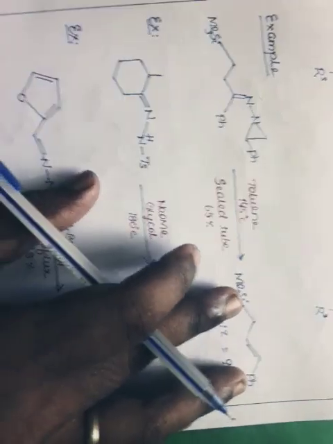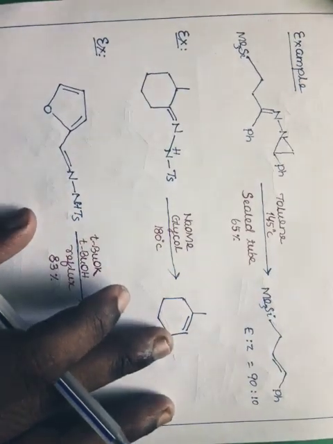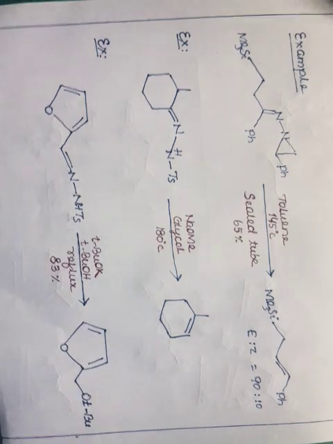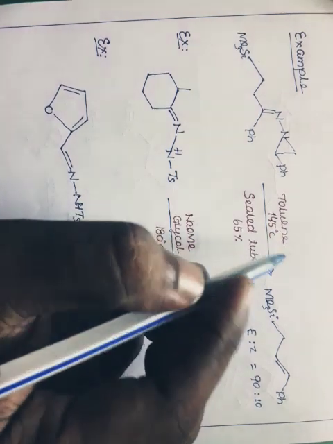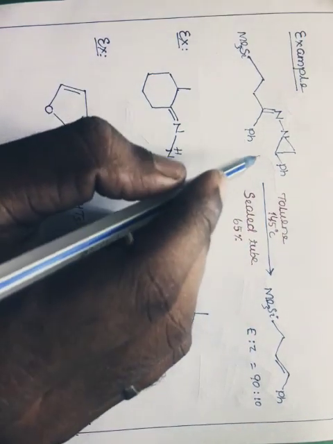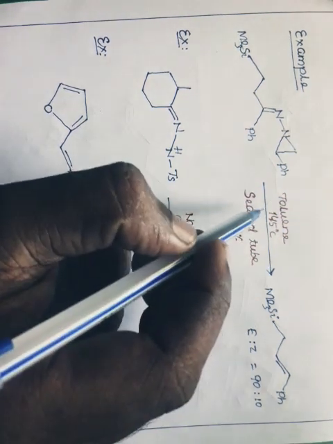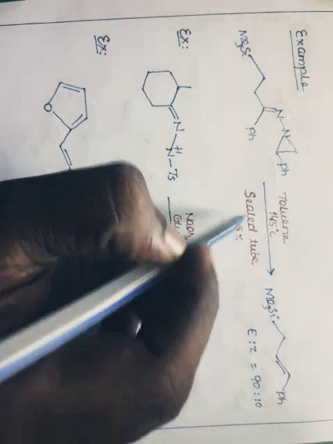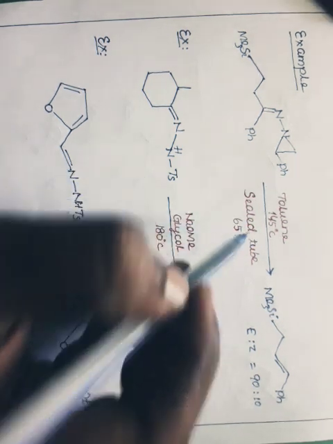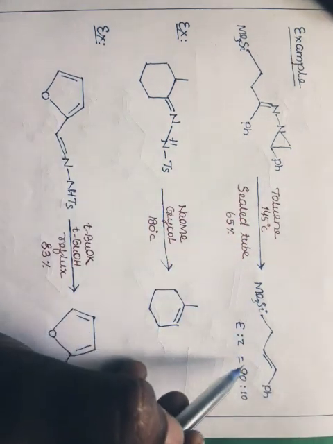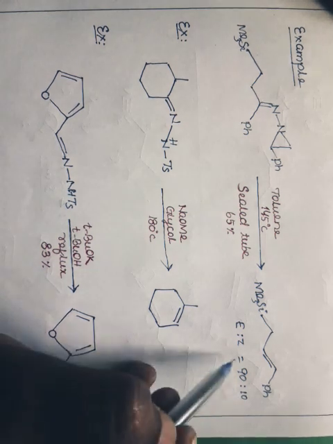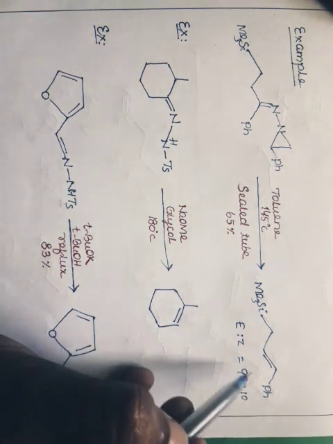Now I'll discuss some examples, which may help in understanding how these reactions take place, and how different reagents are involved in different kinds of examples. In the first example, this is the thermal Bamford-Stevens reaction, where toluene at 145 degrees Celsius reacts in a sealed tube, which gives an E/Z ratio of 90:10. So the E isomer is giving the major product.